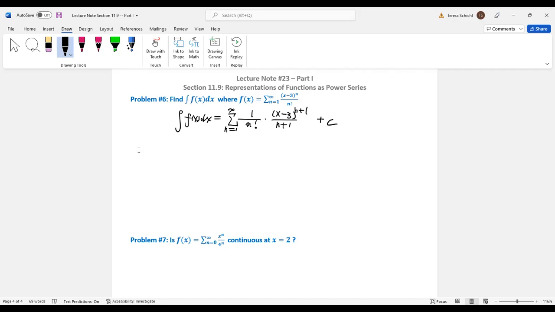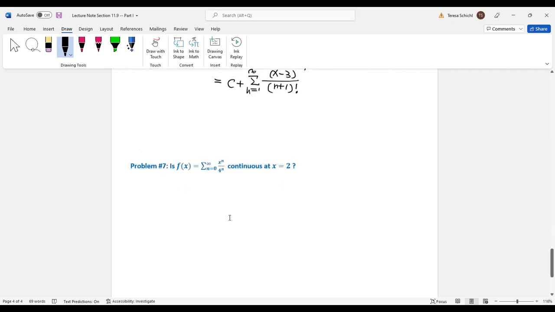All right. So you can move the c to the front or leave it behind, doesn't matter. So this is n equal to 1 to infinity, then n plus 1 times n factorial. What is the bottom going to become? n plus 1 factorial. And this is x minus 3 to the n plus 1. Okay, all right, so that is pretty straightforward and pretty easy.